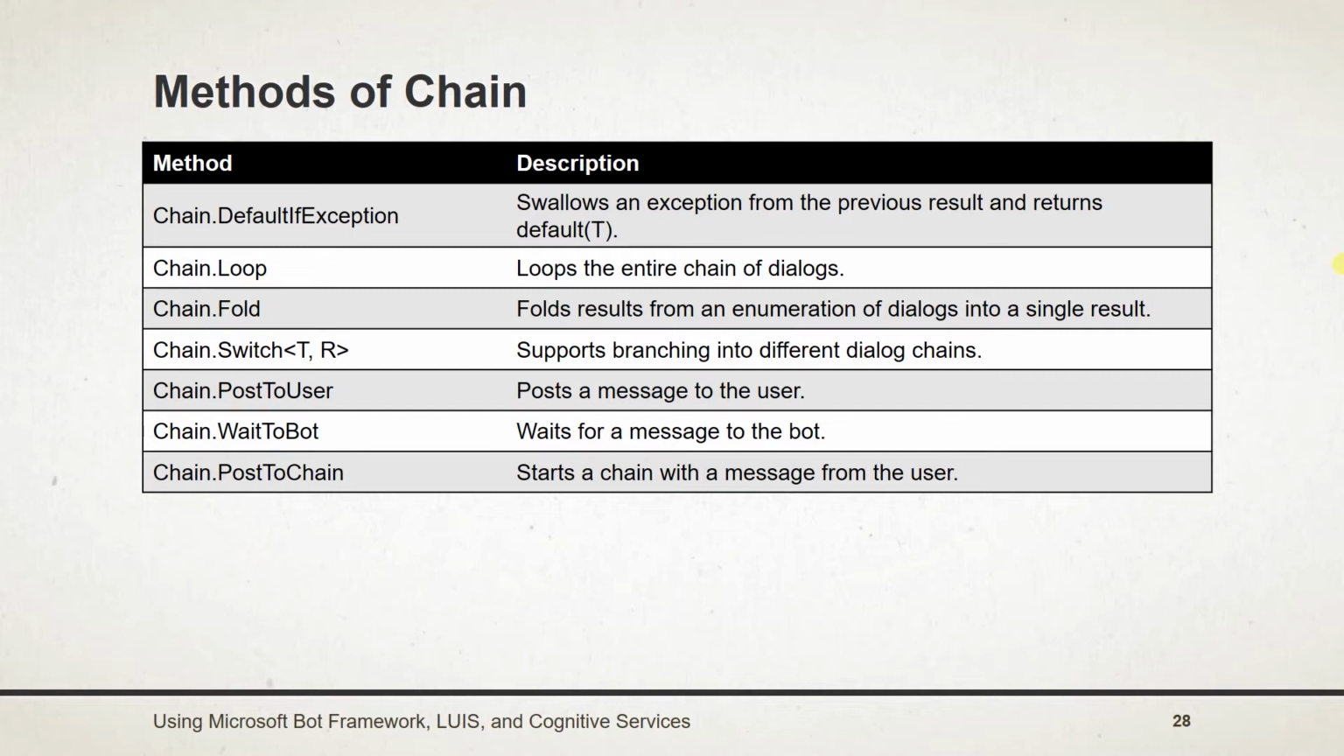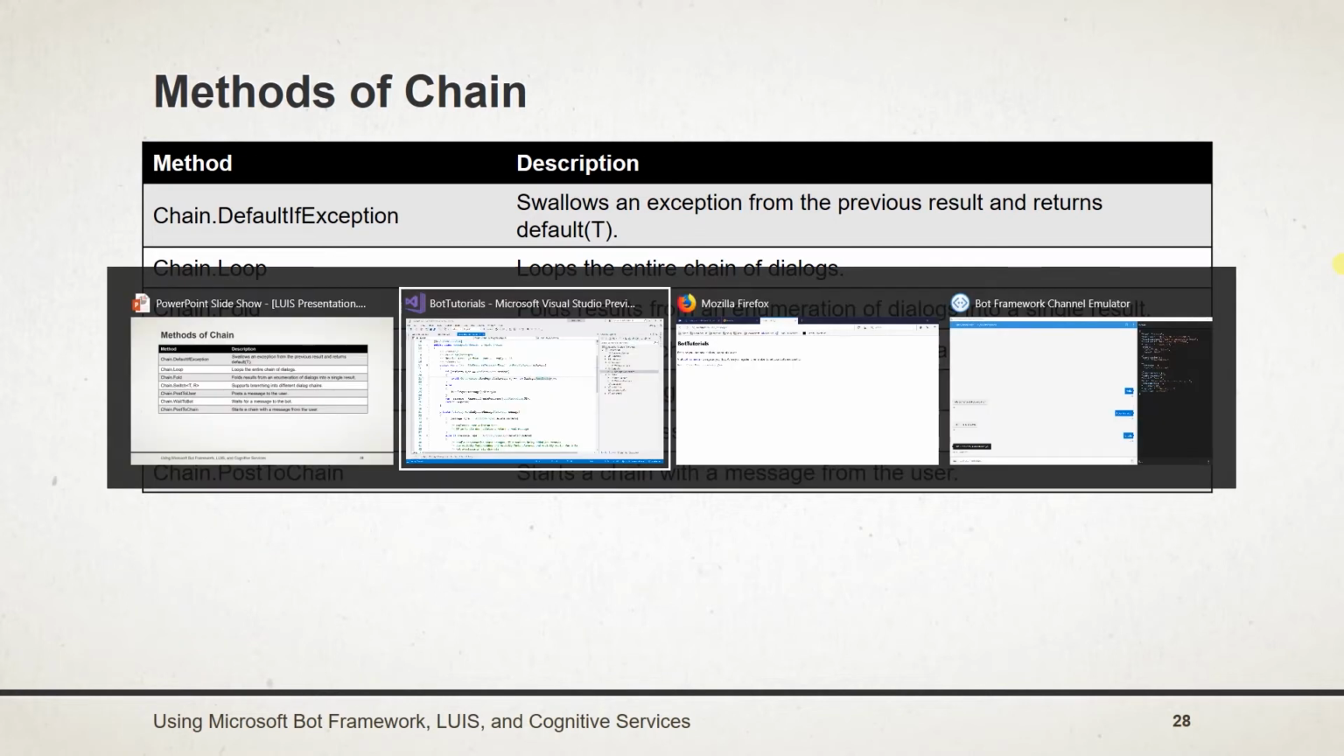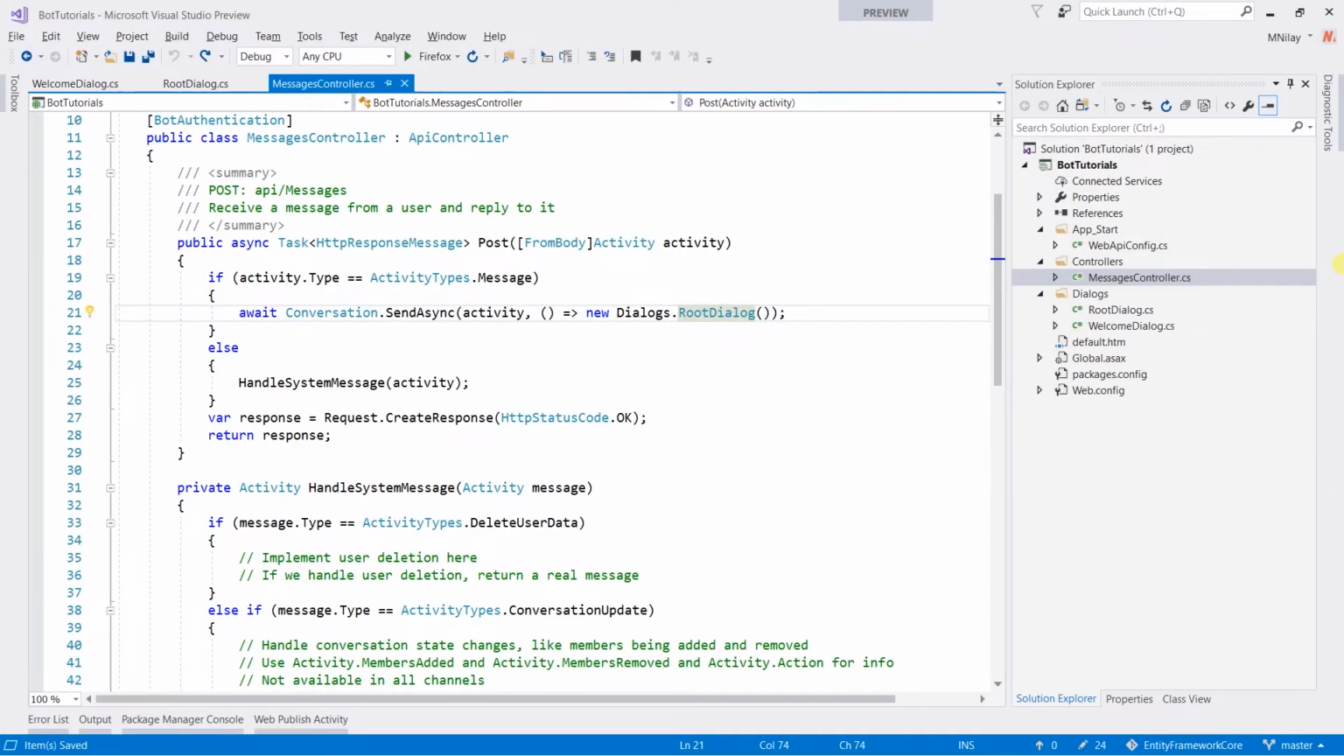In this session, we will see some of those methods only. You can try other methods too. Let us switch to Visual Studio. In this example, I will create the same behavior of bot that we have created in the previous session. That is hello, welcome, how are you, fine as always. But in this example, I will use chain to create dialog.